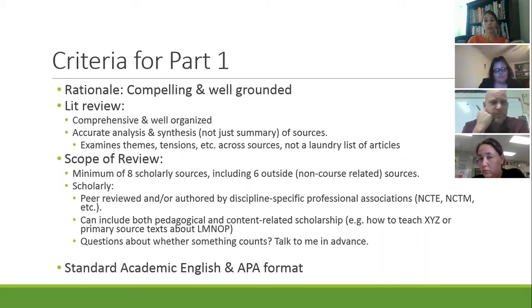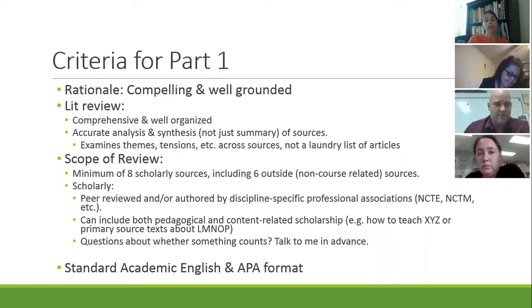So this is Part 1, which is the lit review and the rationale. Part 2 is the curriculum itself. So think of Part 1 as the why are you doing what you're doing, and Part 2 is what you're actually doing. And we're going to presumably create a stakeholder letter with that, what we're actually doing.